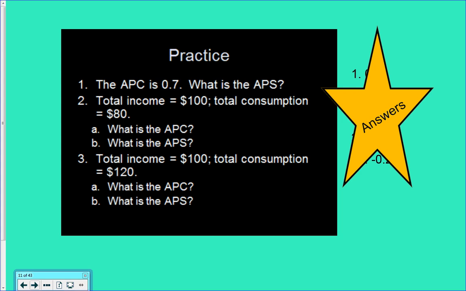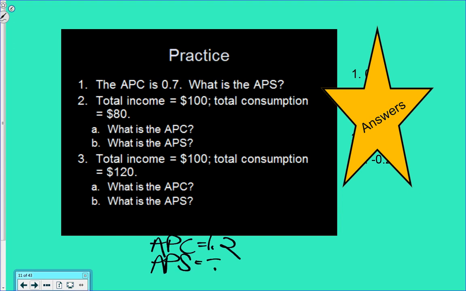But what about total income is 100, yet total consumption is 120. How is that possible? Es posible. Okay, so what would their APC be here? 1.2, but I thought it has to be equal to 1. APS is negative 0.2. They have dissavings, and APS is negative.